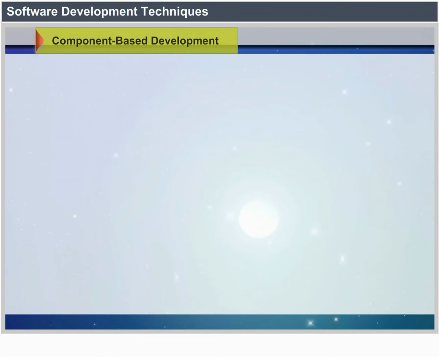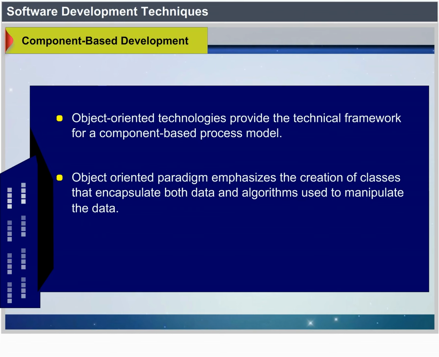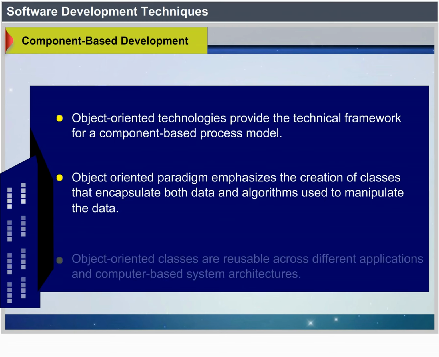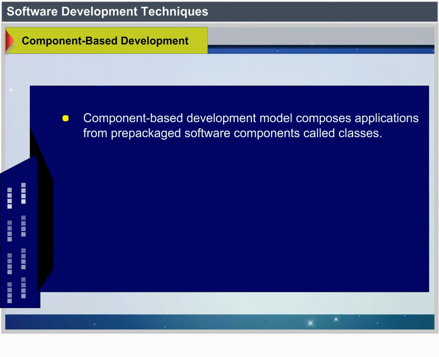Component-based development. Object-oriented technologies provide the technical framework for a component-based process model. The object-oriented paradigm emphasizes the creation of classes that encapsulate both data and algorithms used to manipulate the data. Object-oriented classes are reusable across different applications and computer-based system architectures. The component-based development model composes applications from pre-packaged software components called classes.